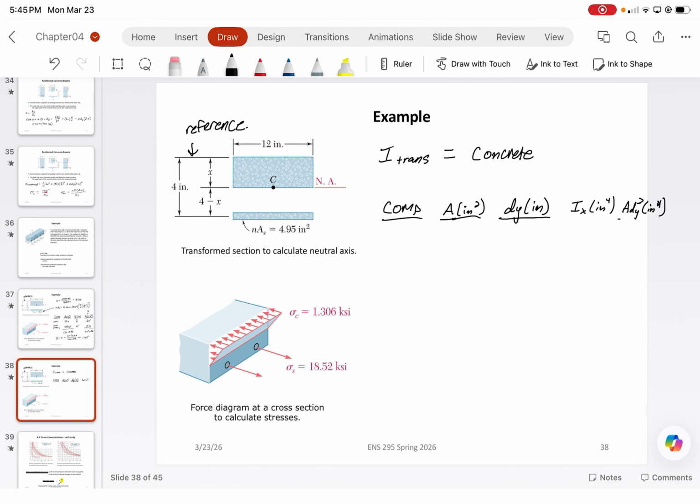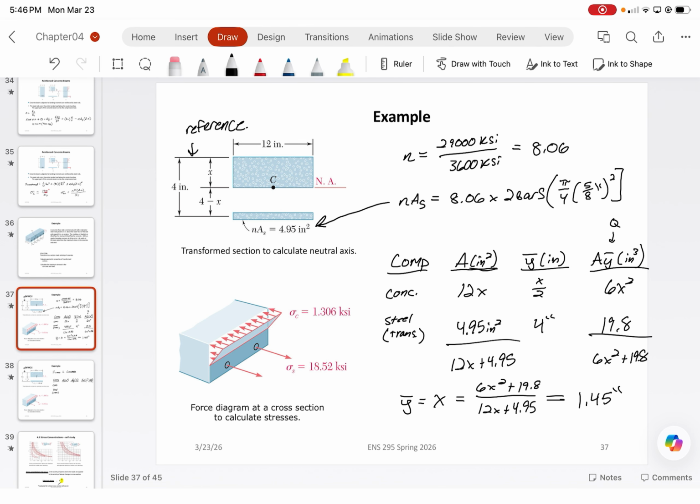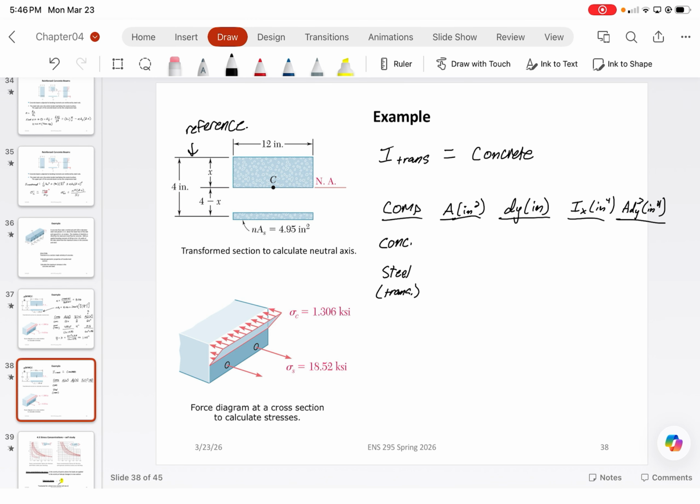All right. So for the concrete and for the steel transformed, the area of the concrete is just going to be 12 times whatever value of x we just previously computed. You should get 17.40, give or take. For the steel, it wasn't a function of x, so it's just 4.95. For dy is just another way of saying whatever your y bar was of the previous components minus the overall y bar. In this case, it's just going to be whatever this value is minus x.